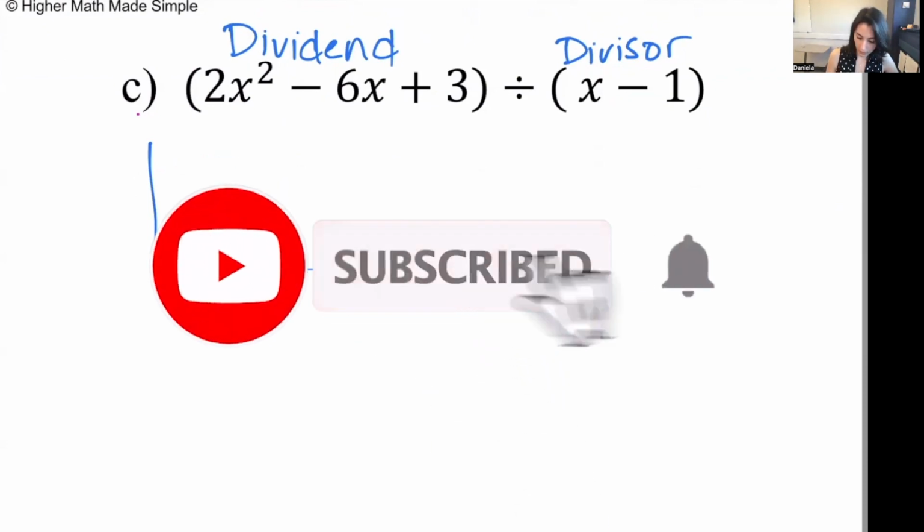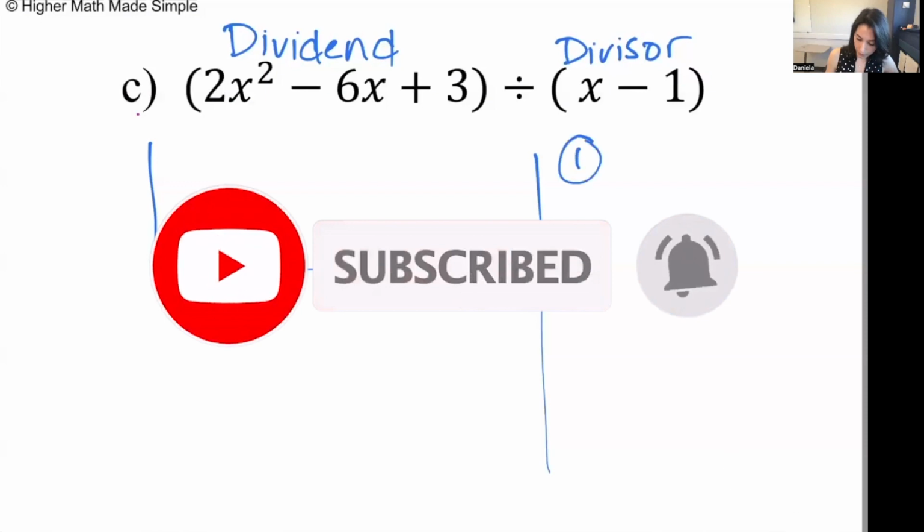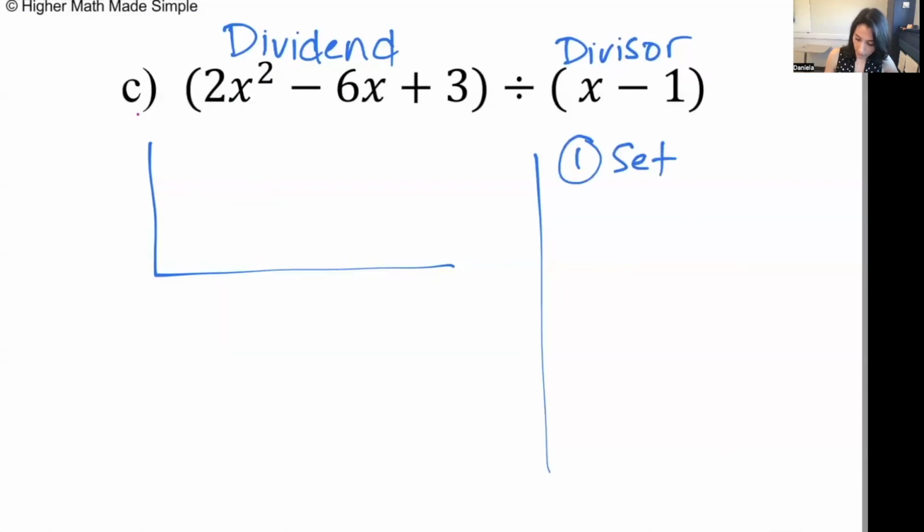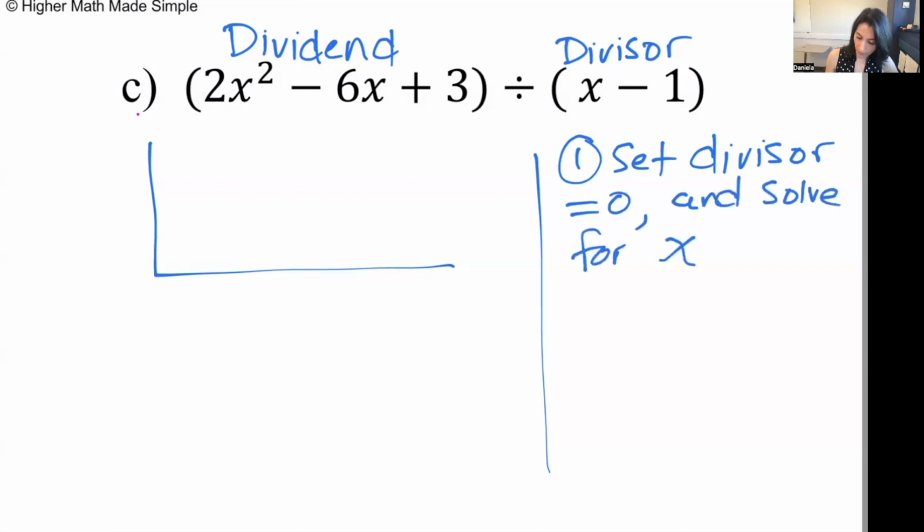So the very first step is you want to set the divisor, right? So I guess I'll just write the whole thing. You want to set the divisor equal to 0 and then solve for x. Okay, so essentially, this is the root or the x-intercept of the dividend polynomial. So if we do that in this particular case, right, we're going to add 1 to both sides. And so we get x equals 1, right?